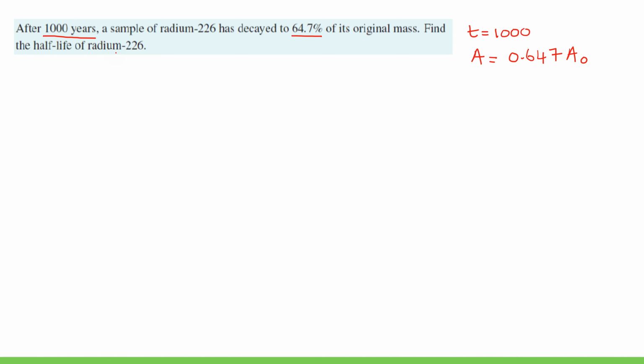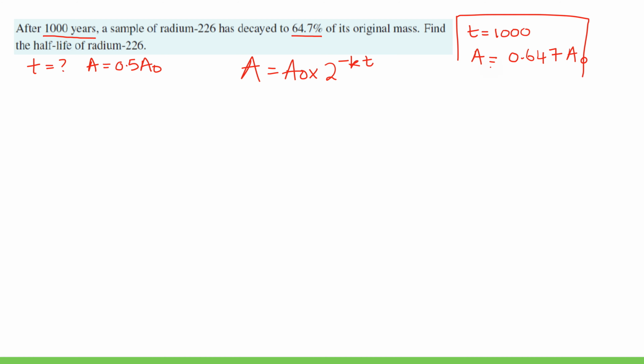Find the half-life of radium. What that's telling us is to find the time for which the amount is 0.5 of the original. So again, if I have my equation A equals A0 times 2 to the power of negative kt, my first step is to find k, using a point that I know, and then my second step is to answer the question where I have that question mark.